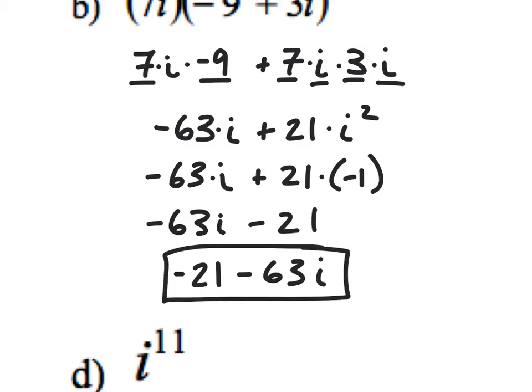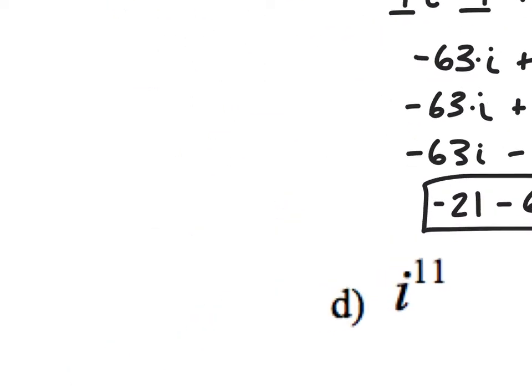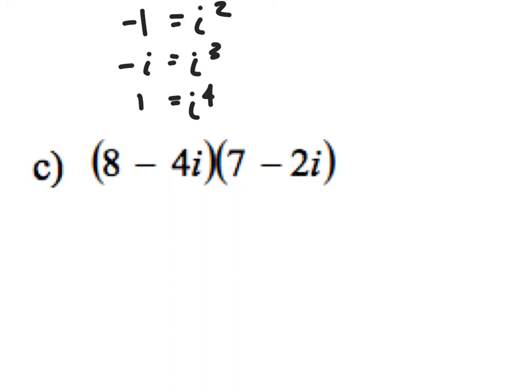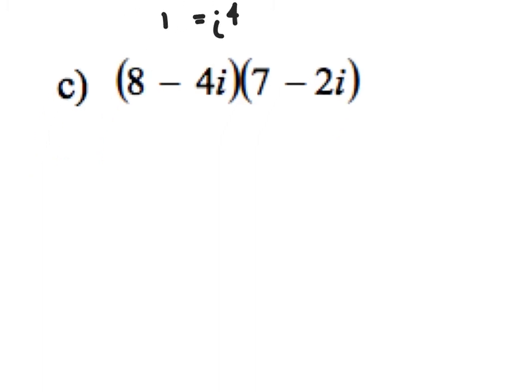Okay, and that's in complex form. Now over here, I've got these two what look to be binomials. What I want to do is FOIL these, multiply them out. You can use the FOIL method, you can use the box method, whatever you want. I'll go ahead and use the box method on this.